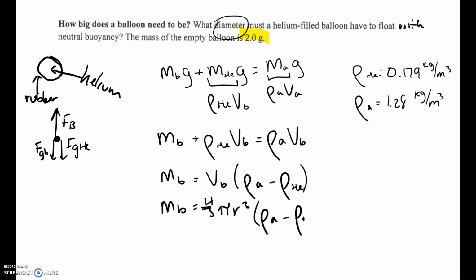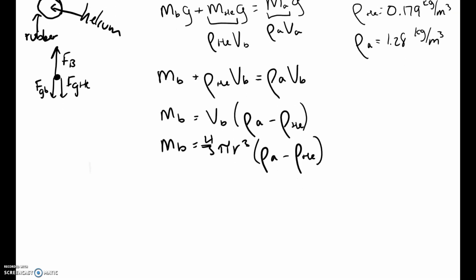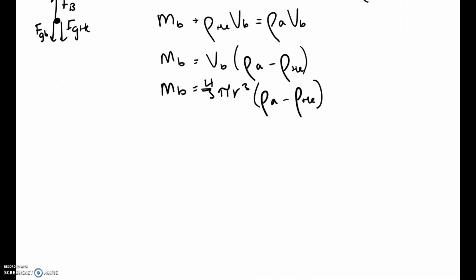And then I'm going to take the extra step. We could right now actually solve for radius and then just double it to get diameter. But I'm going to do the pretty math thing of replacing radius with half diameter. So we've got mass of the balloon is 4/3 pi diameter over 2 cubed, times density of air minus density of helium.